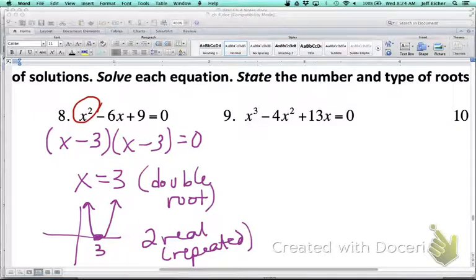Number 9, notice each term has an x, so you should probably take a greatest common factor out first, and then try to solve. It may or may not be factorable, so you might need to use the quadratic formula or completing the square or some other method like that. So why don't you pause the video and finish number 9.